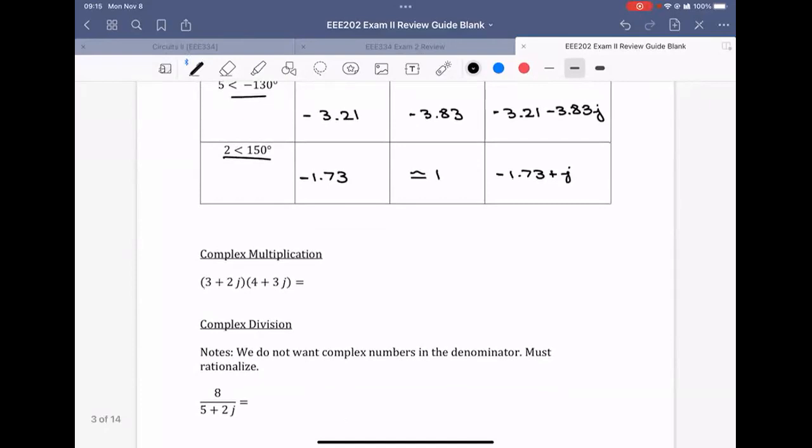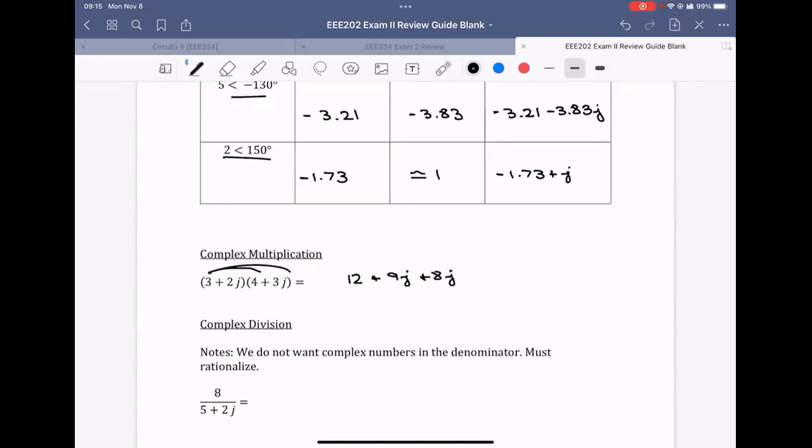It's complex multiplication. The big thing to remember here is, I think in algebra it's called foiling. So if you see 3 plus 2j and you multiply it, make sure you don't just distribute it. You need to FOIL this out. So you're going to have 3 times 4, 12, and then you'll have the 3 times 3j, so we'll have 9j, 2j times 4 is 8j.